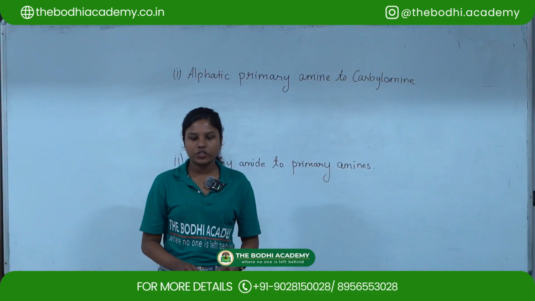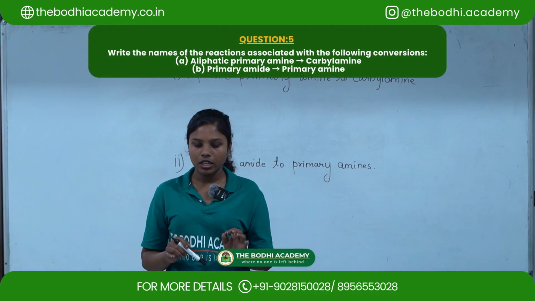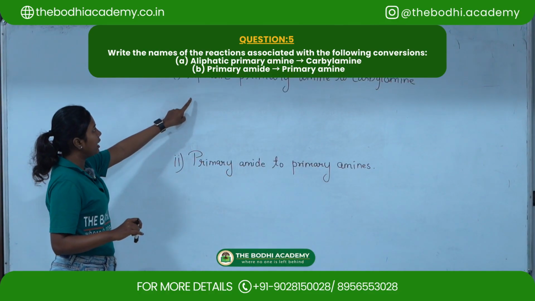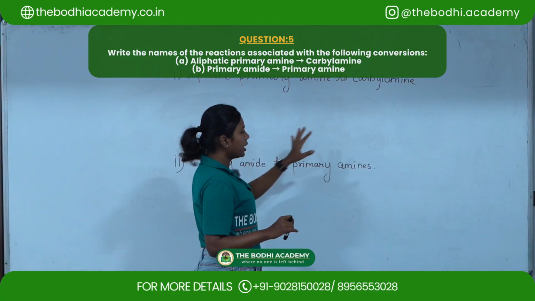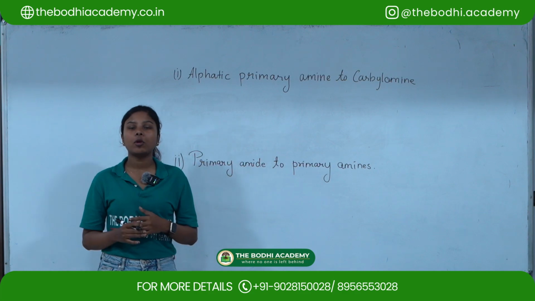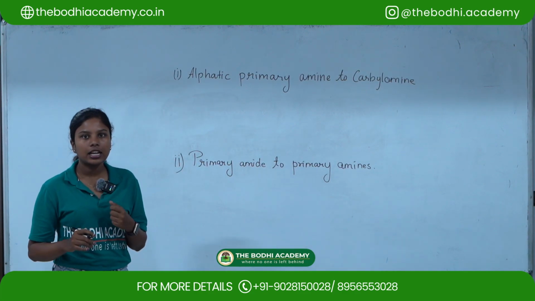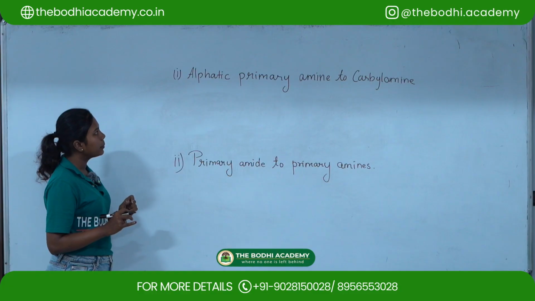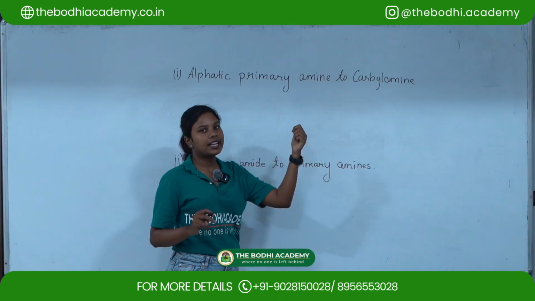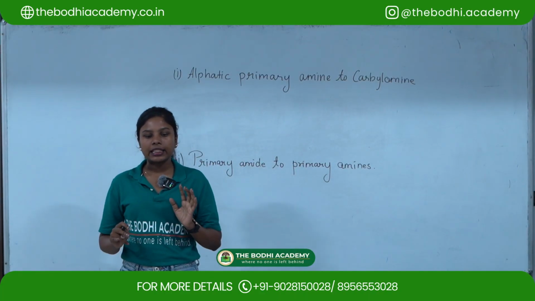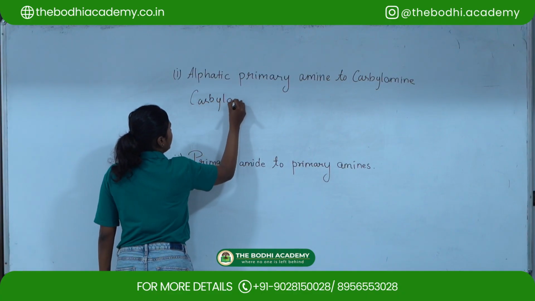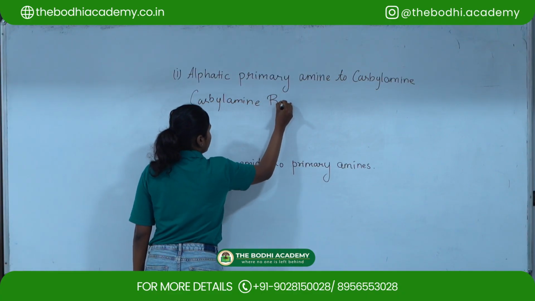Okay, moving to the next question. Write the names of the reactions associated with the following conversions. We have two conversions here. First we have aliphatic primary amine to carbylamine, and second we have primary amide to primary amine. We have to write the names of the reactions associated with these conversions. Looking at the first one, aliphatic primary amine to carbylamine, we already know a reaction that runs with this name, and the name of that reaction is carbylamine reaction.